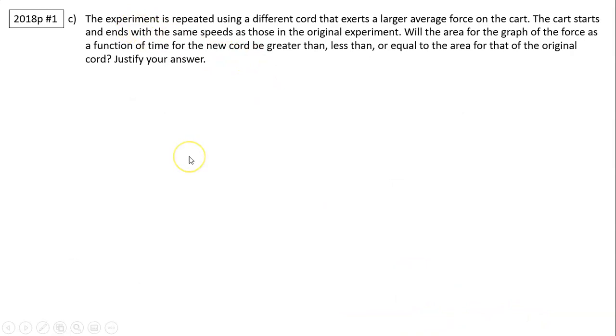Part C. The experiment is repeated using a different cord that exerts a larger average force on the cart. The cart starts and ends with the same speed as in the original experiment. Will the area under the graph of force as a function of time for the new cord be greater than, less than, or equal to that of the original cord? Justify your answer. So let's take a look.